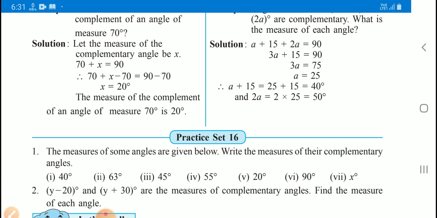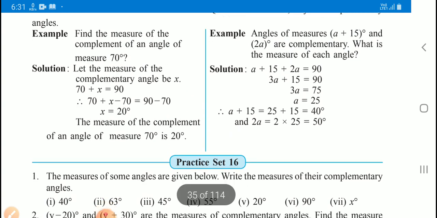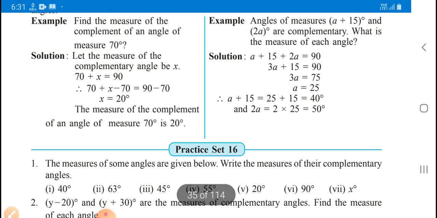Okay, look, I will just explain how to solve. The measure of some angles are given below. Write the measures of their complementary angles. They have given the example solved in your book. According to that example, you have to solve. For 40 degree, you have to subtract 40 degree from 90 degrees. Then 63 from 90 degree, 45 from 90 degree, 55, then 20, then 90 and X.